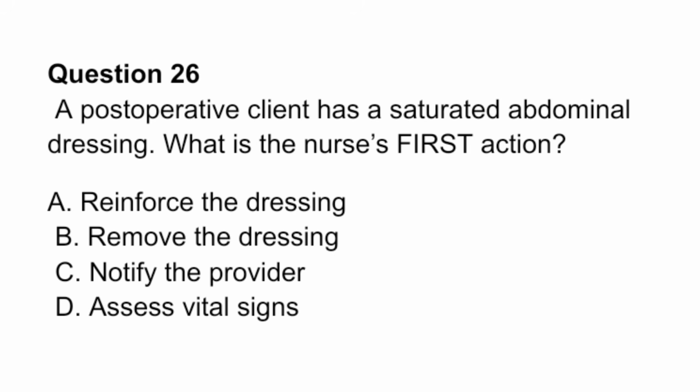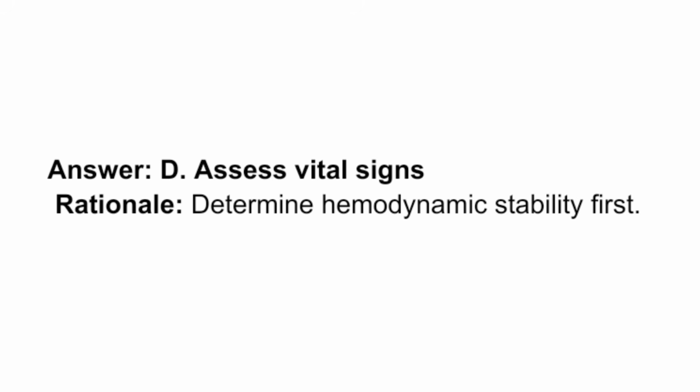Question 26. A postoperative client has a saturated abdominal dressing. What is the nurse's first action? A. Reinforce the dressing. B. Remove the dressing. C. Notify the provider. D. Assess vital signs. Answer: D. Assess vital signs. Rationale: determine hemodynamic stability first.